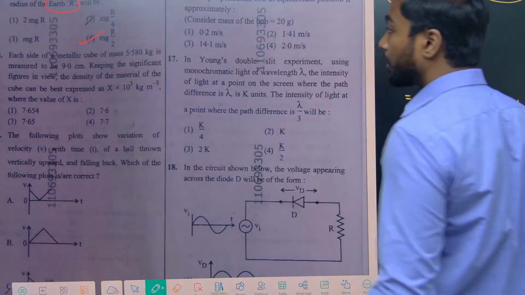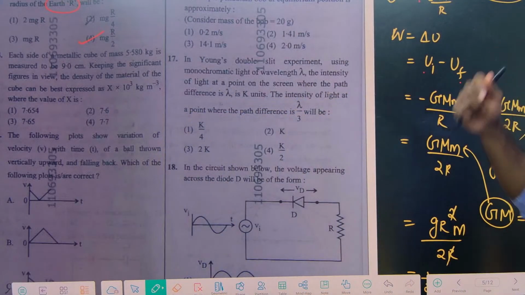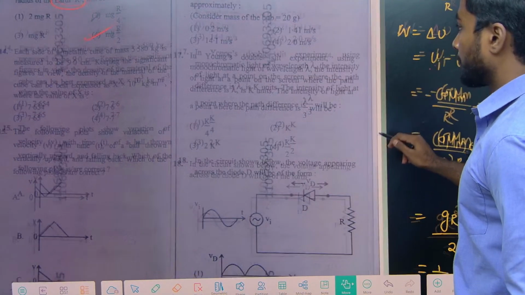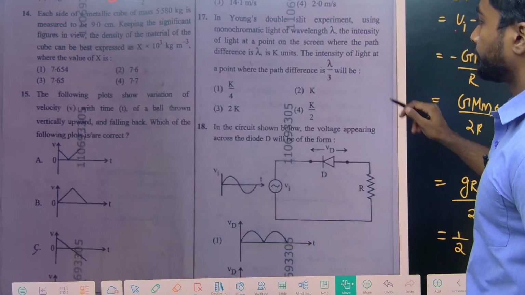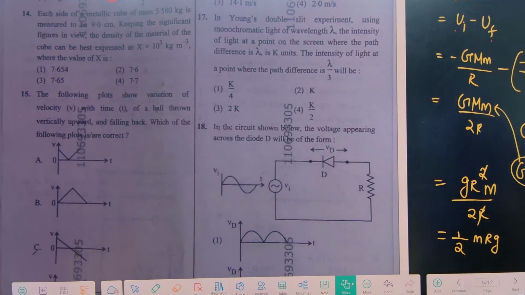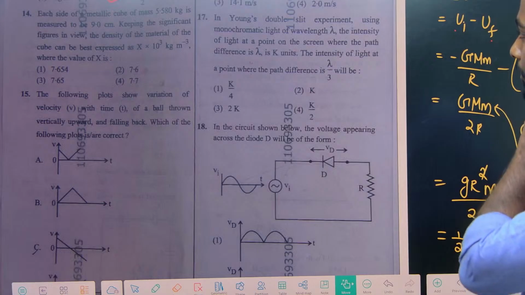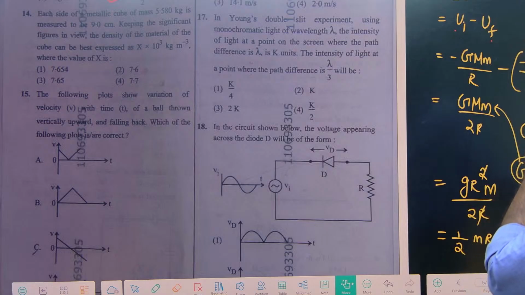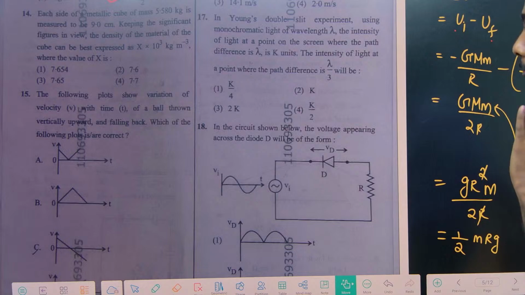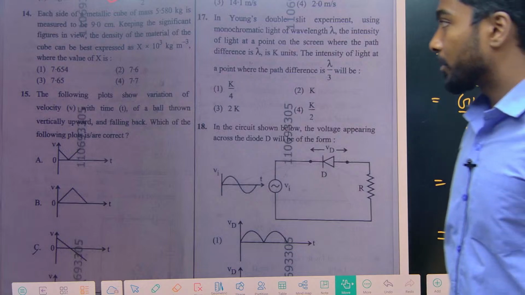Okay, can we go for the next one? Each side of a metallic cube of mass 5.580 kg is measured to be 9 centimeter. Keeping the significant figures in view, the density of the material of the cube can be best expressed as x into 10 power 3 kg per meter cube. What is the value of x they are asking?